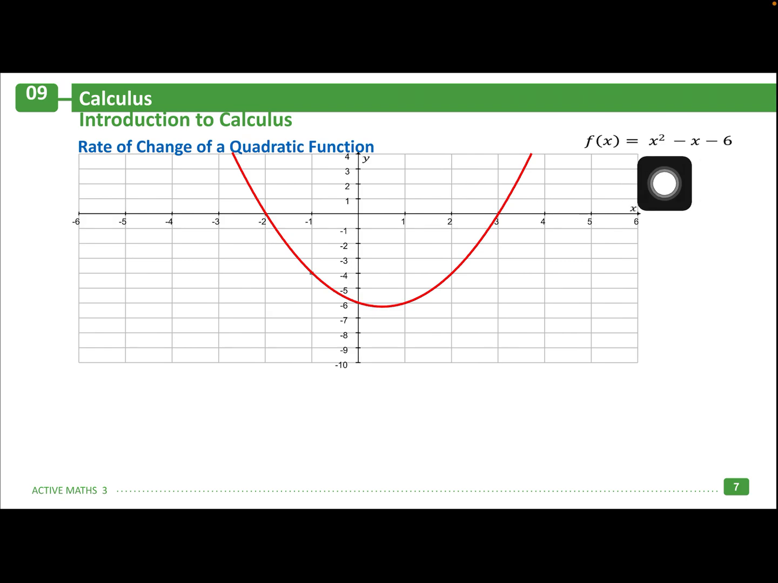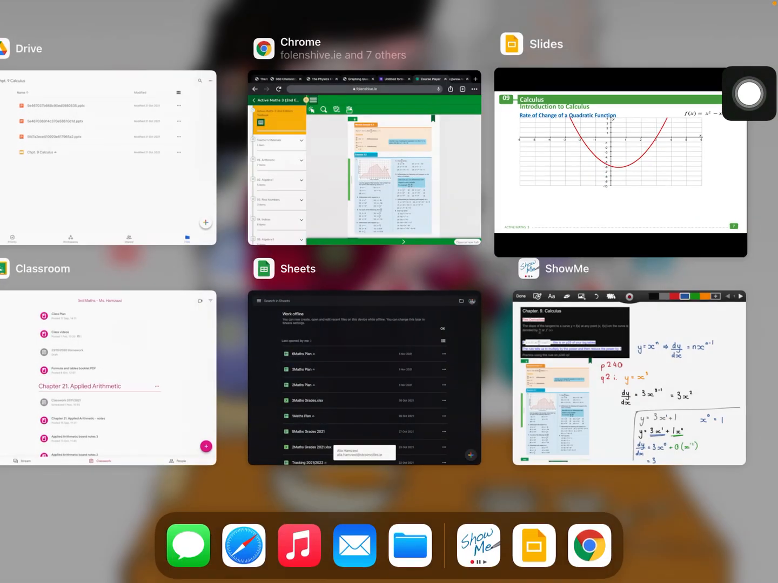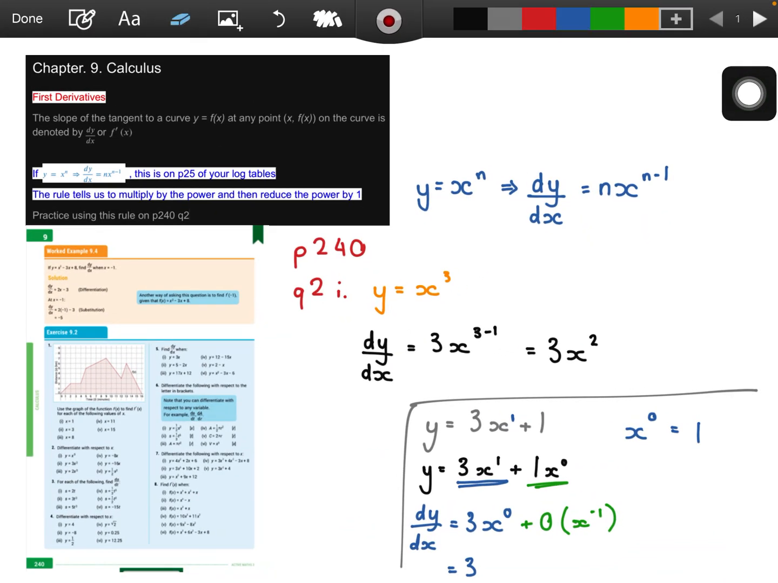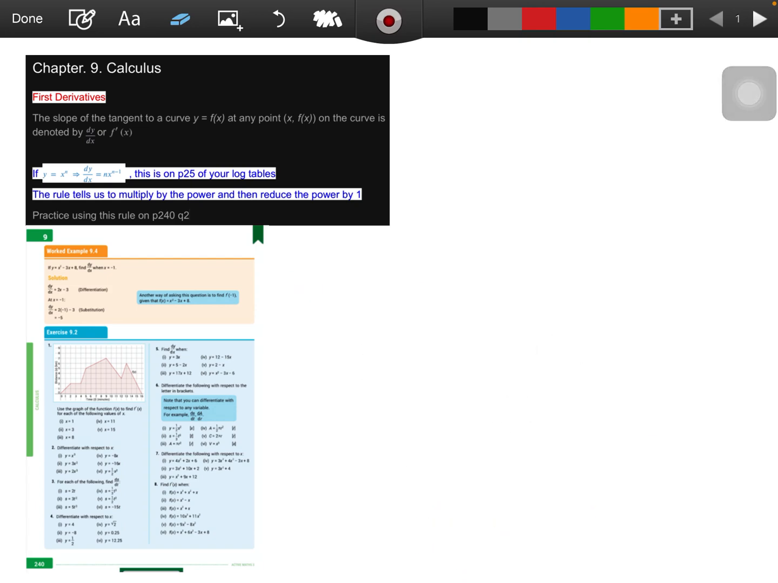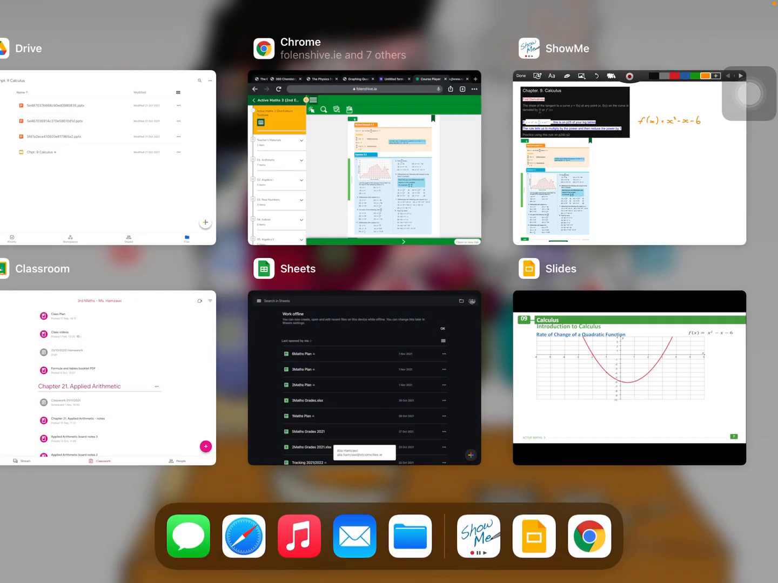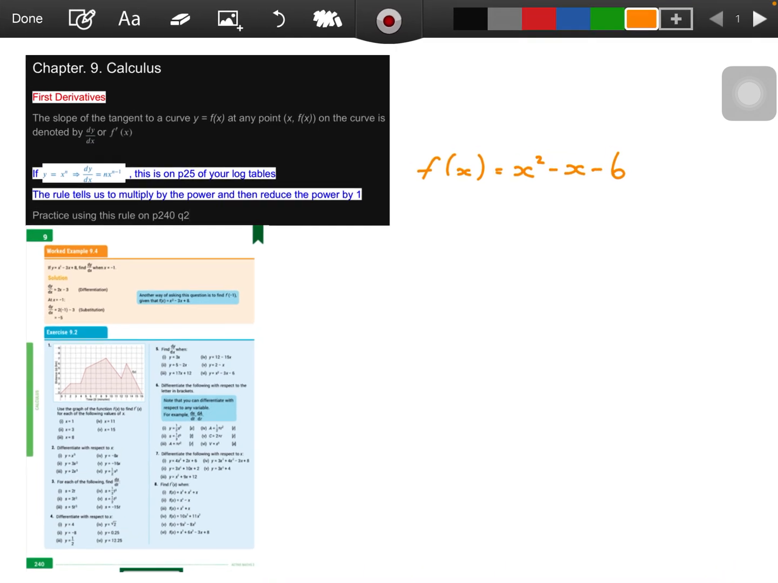So f of x is equal to x squared minus x minus 6. So can everyone try and differentiate that now? F of x is equal to x squared minus x minus 6. Okay, so what are we going to get for f prime of x? What are we going to get for that?